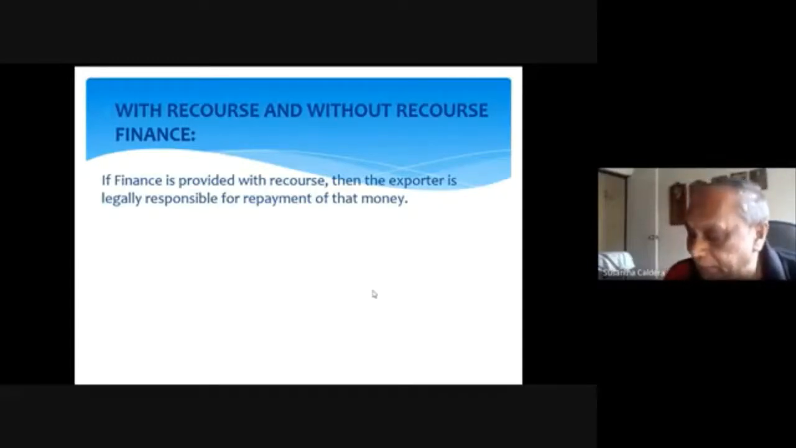Now, for example, if you are discounting an export bill, it has to be always with recourse to the customer, with recourse to the exporter.